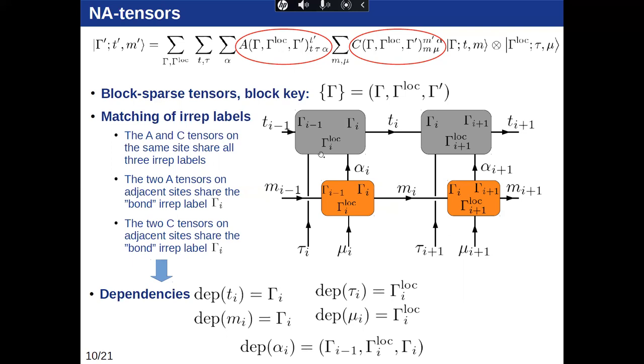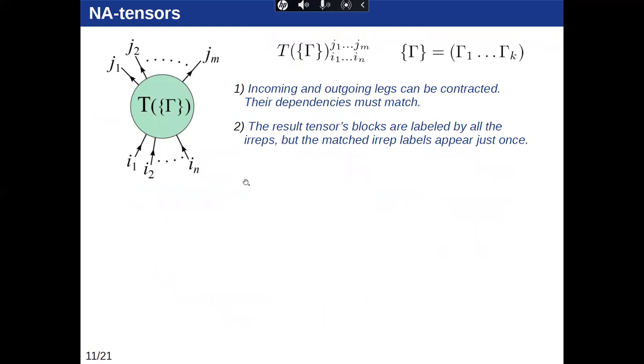And now if we look at the outer multiplicity leg, outer multiplicity measures how many times gamma I appears in the product of gamma I minus one and gamma I local. So I can say that the dependency of the outer multiplicity leg is all three representation indices. And now, we will say that if I contract a leg that has some dependencies, then in the multiplication rules, it will be forced that we have to match all the dependencies of the leg. This will be the rule. So now I can define my NA tensors. So an NA tensor is a guy. It has some outgoing legs and incoming legs.